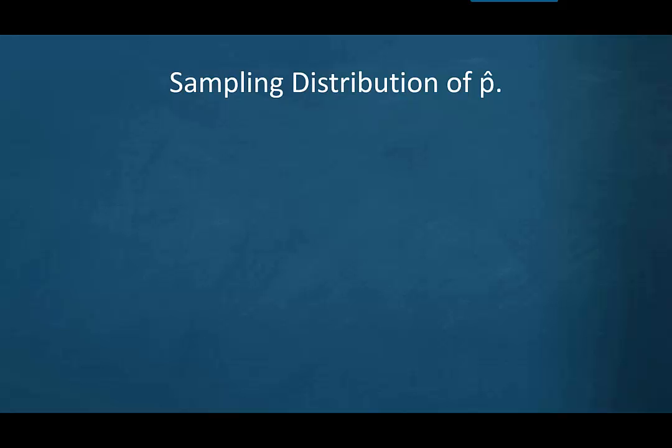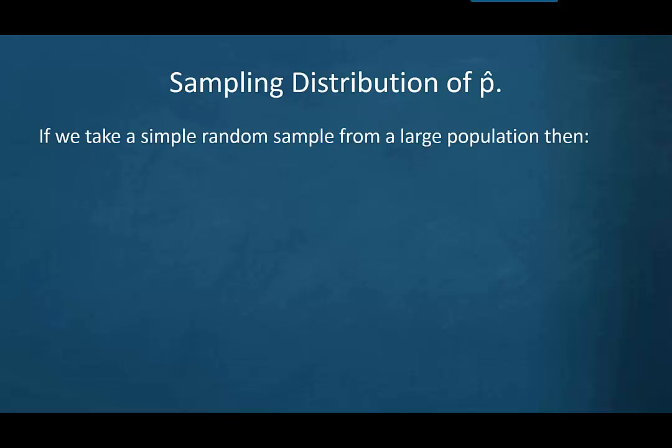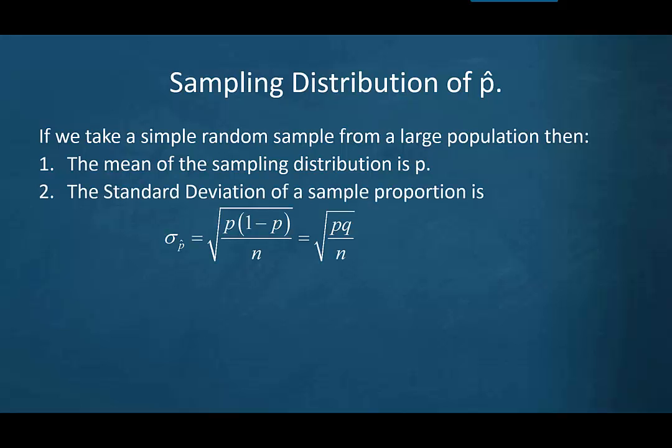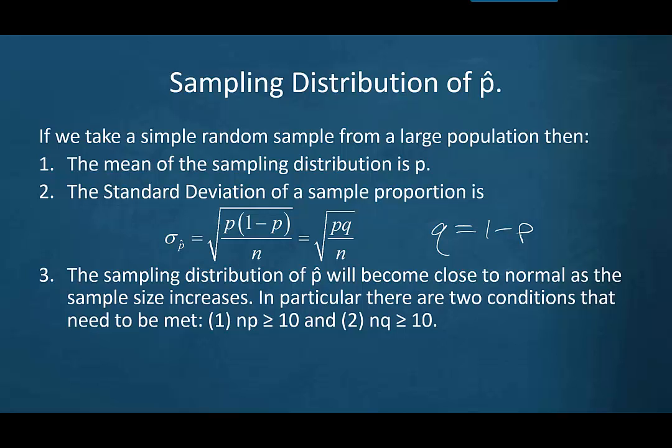So I want to summarize the sampling distribution of p hat. If we take a simple random sample from a large population, then the mean of the sampling distribution is p. The standard deviation, sigma sub p hat, is the square root of p times 1 minus p all over n. We sometimes will, just for notational purposes, say that q is 1 minus p, and that allows us to write this in a more compact form, the square root of pq over n. And finally, the sampling distribution of p hat will become close to normal as the sample size increases.